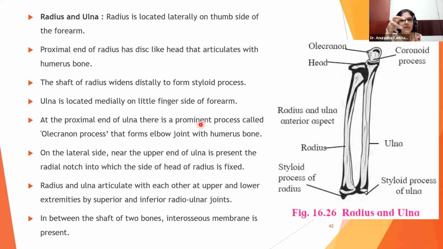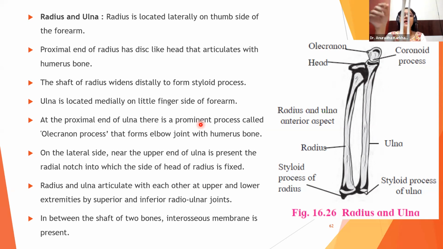On the lateral side, near the upper end of the ulna, is present a radial notch in which the head of the radius is fixed. So of course they have to be fixed perfectly within each other. Radius and ulna articulate with each other at the upper and the lower extremities by superior and inferior radio-ulnar joints. In between the shaft of the two bones, this is important, interosseous membrane is present.